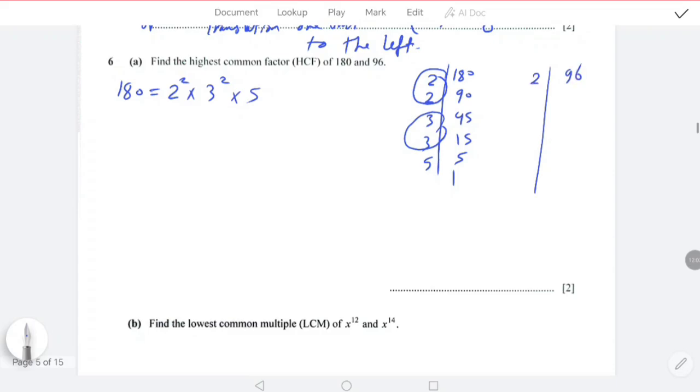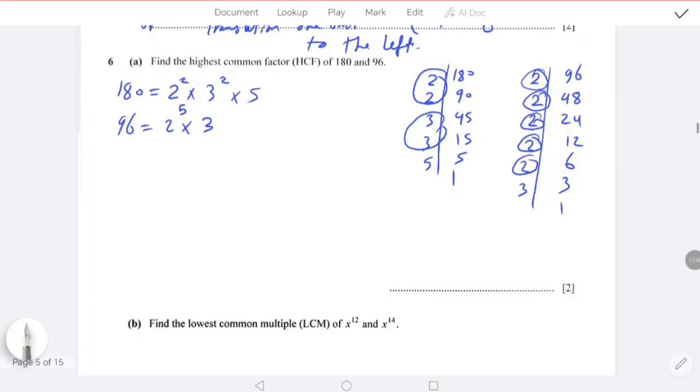You can do the same for 96. Divided by 2 it's 48, divided by 2 it's 24, divided by 2 it's 12, then 6, then 3, then 1. So 96 is 1, 2, 3, 4, 5, so 2 to the power of 5, times 3. This is what we have.